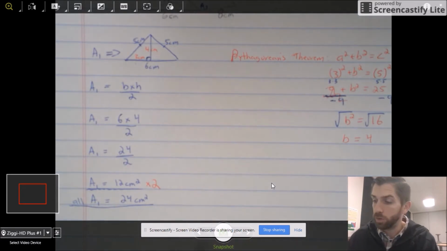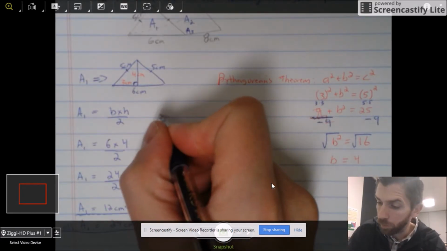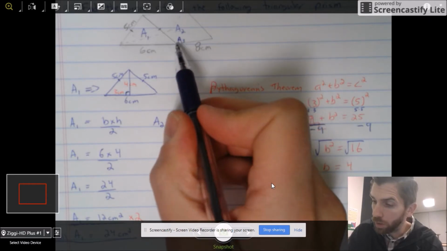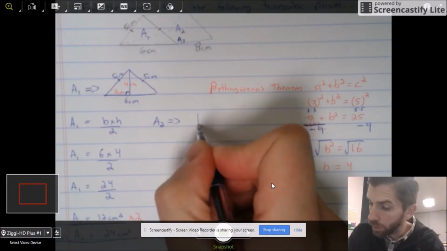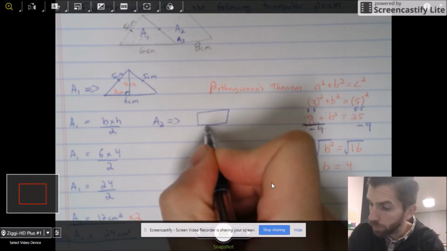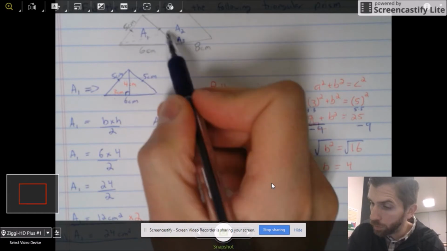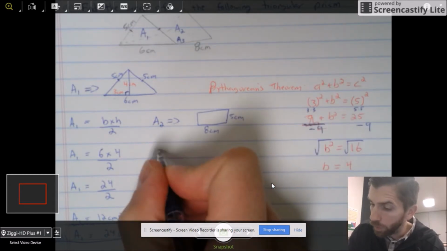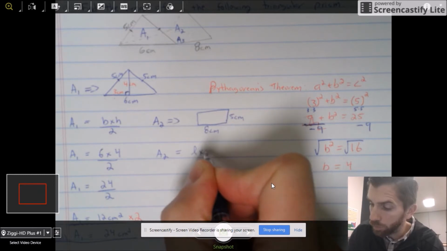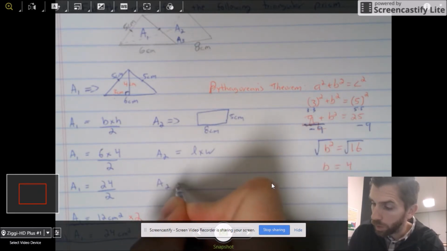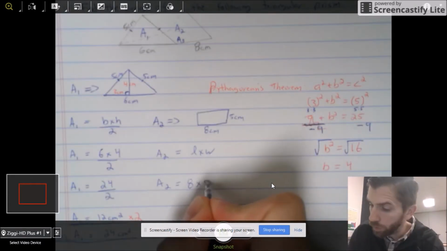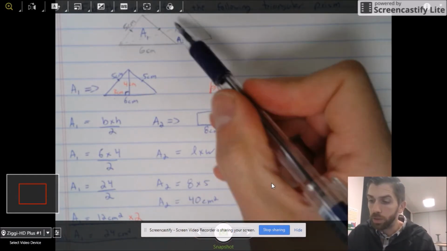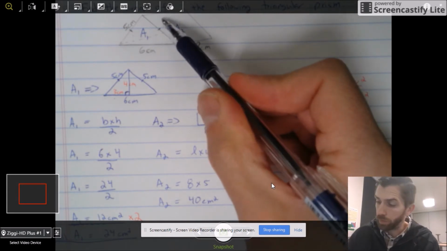Good. Let's do A2 next. I'm going to put it right over here. I'm going to redraw A2 first. A2 is a rectangle right here. I know one side length is 8 centimeters. And the other side length is, well, this is equal to this side, which is 5 centimeters. So if you remember, the area of a rectangle is length times width. So I'm going to get 8 times 5, which equals 40 centimeters squared. But again, there are 2 of these. So I need to multiply my final answer by 2.